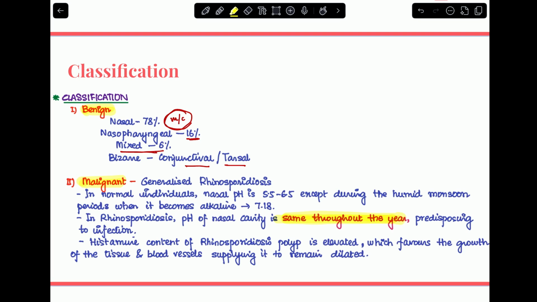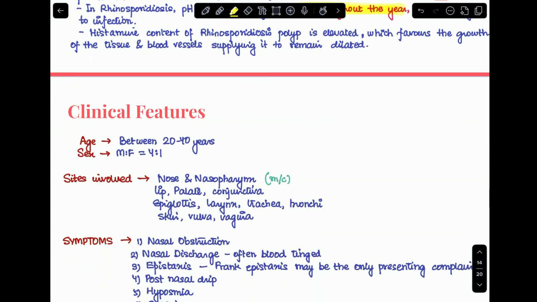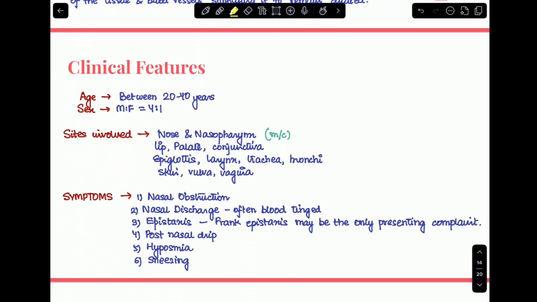So, this is the classification of rhinosporidiosis into benign and malignant. Benign being more specific and limited to a certain area, out of which the most common area to be involved is the nose. And second is malignant, which is a more disseminated form of the disease with systemic involvement. Next, we move on to what do you see? What are the clinical features? What are the symptoms and signs of the patient?